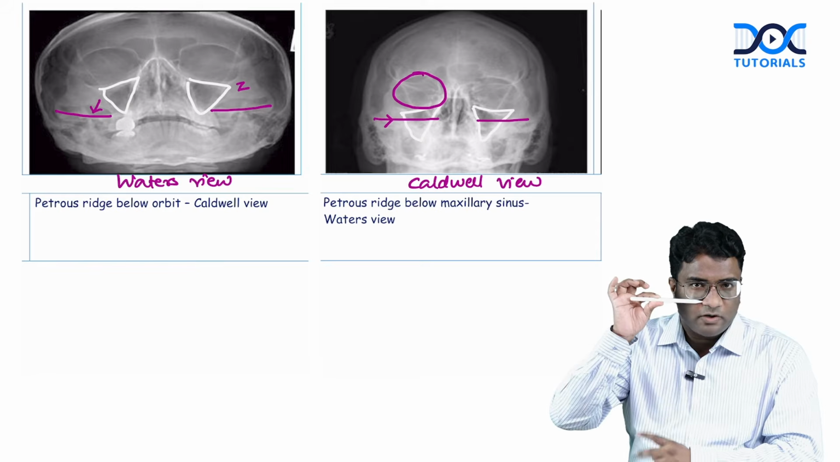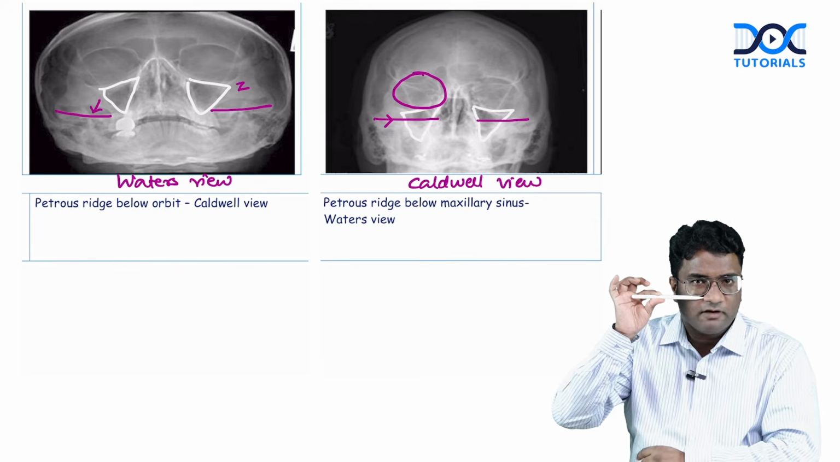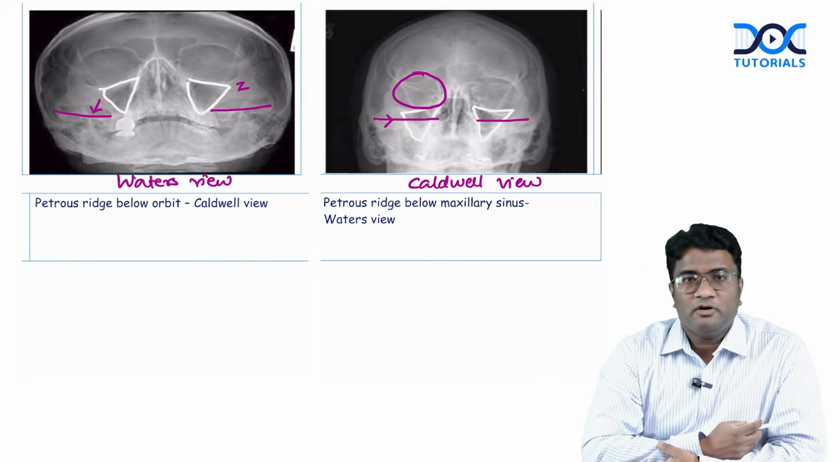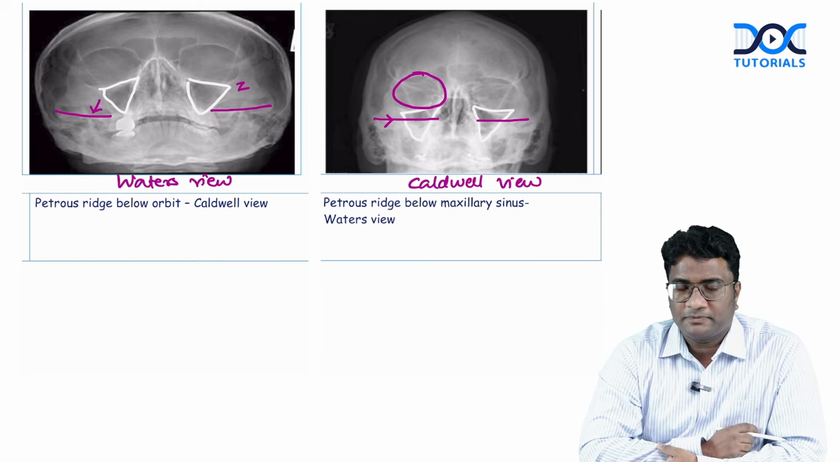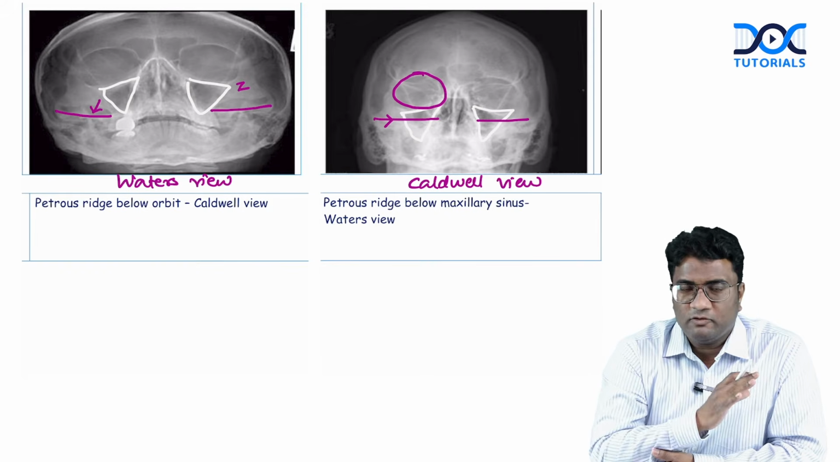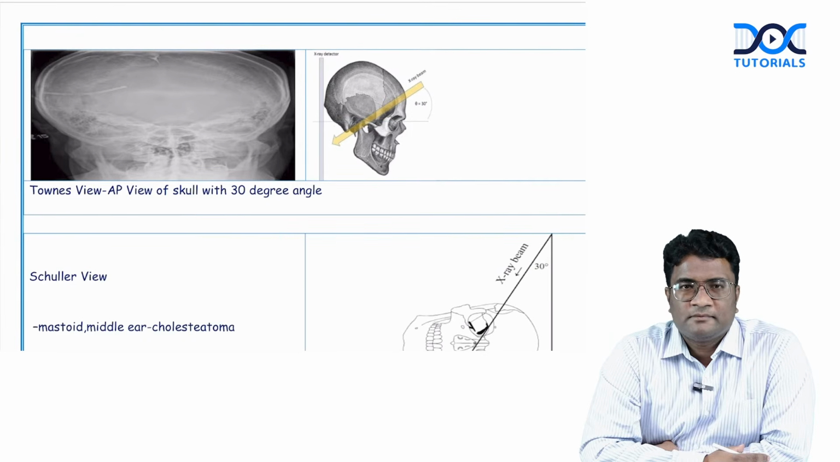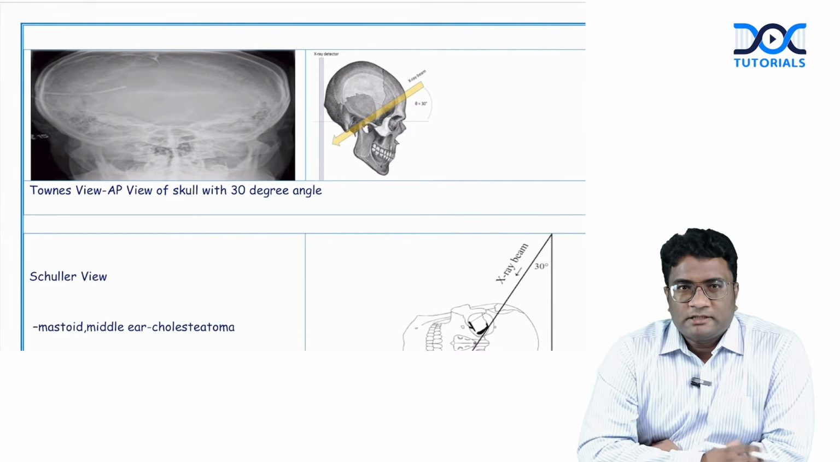Petrous ridge below the orbit overlapping the maxillary antrum is Caldwell view. Petrous ridge below the maxillary antrum, right? That would be your Waters view, the occipitomental view. I hope you can pick up which is Caldwell view and which is Waters view by looking at the skull radiograph also. Now, what is a Townes view?